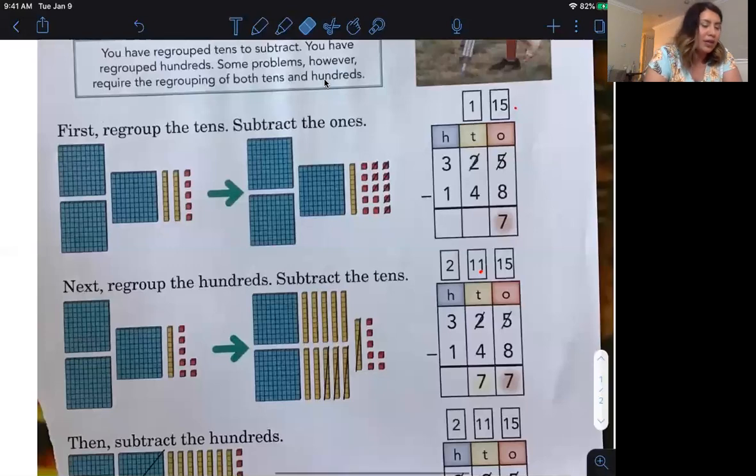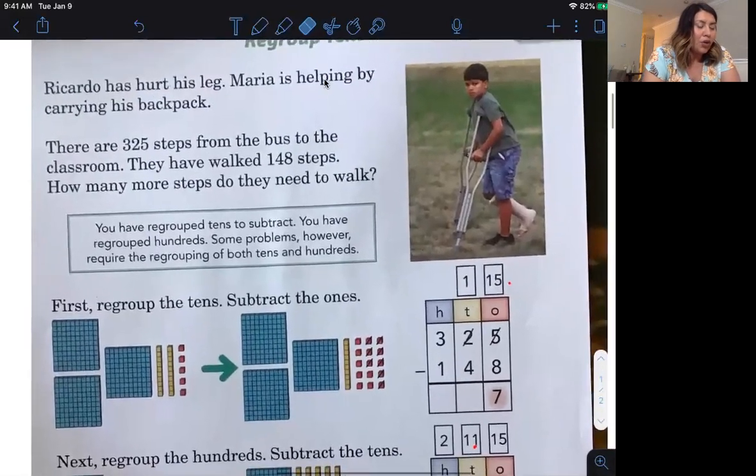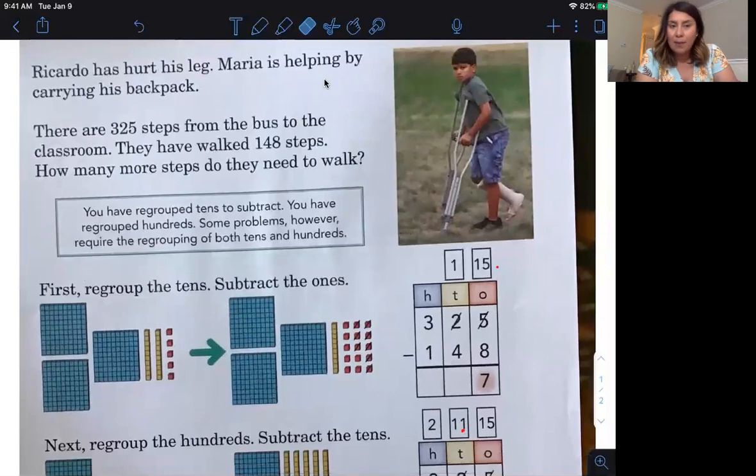All right, so let's go ahead and look at this. Ricardo hurt his leg. Maria's helping him carry his backpack. There are 325 steps from the bus to the classroom. It's a lot of steps. They have walked 148 of those steps. How many more steps do they need to walk?